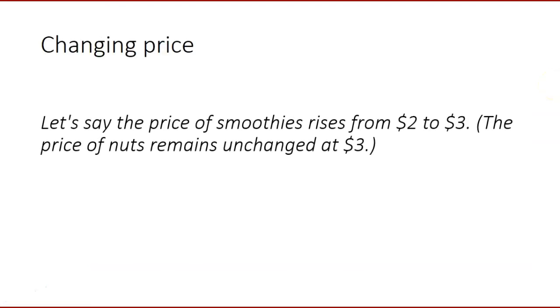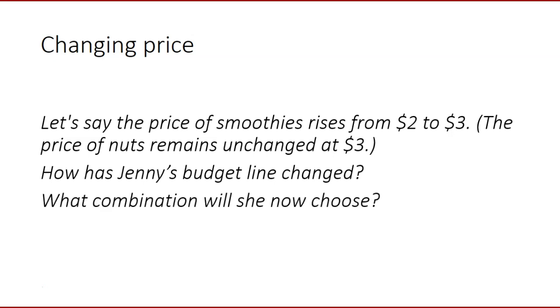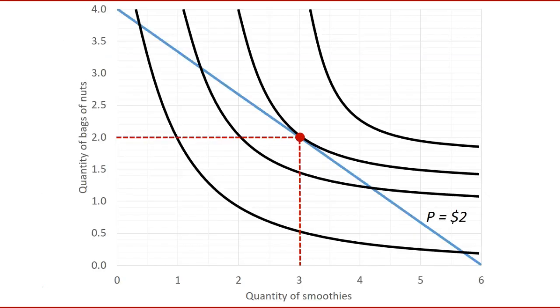Now let's change the price of smoothies. Let's increase the price from $2 to $3, and we'll say the nuts stay the same price. How has Jenny's budget line changed? What combination will she now choose? Alright, so here's where we were originally, and as part of constructing this budget line, remember, we noted that the price of smoothies was $2. But now the price of smoothies has gone up to $3, so we need to recalculate the maximum number of smoothies you could possibly buy, which will alter the budget line.